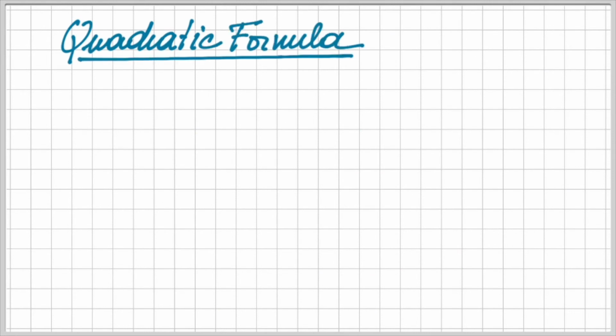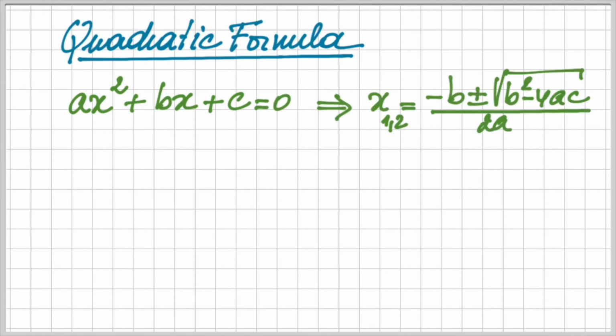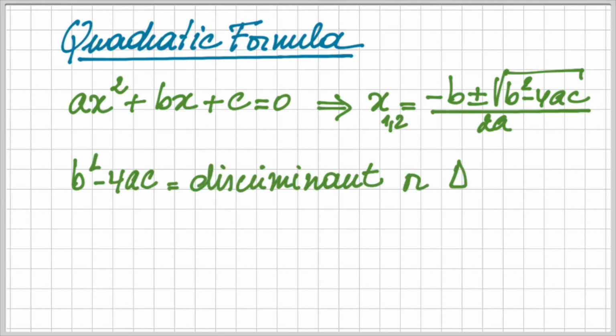Now, the next thing to do is to have a look at that quadratic formula, and we have to say that ax squared plus bx plus c. Then we find the two roots, x1 and x2, which are equal to minus b plus minus square root of b squared minus 4ac divided by 2a. The term b squared minus 4ac we also call the discriminant, or we call it D, capital D.